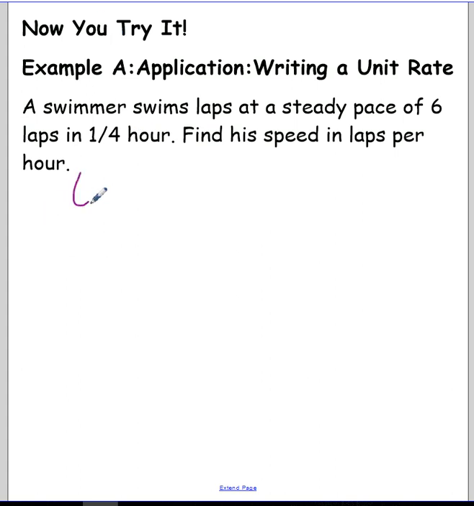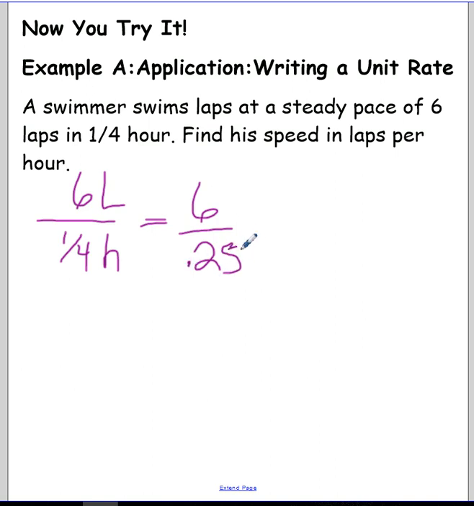We have 6 laps in 1/4 hour. So let's put L for laps and H for hours. If we want to turn that into a decimal on the bottom, 1 divided by 4 is 0.25. And then you can work from there. Or again, since you're using the calculator, you can just do 6 divided by the fraction 1/4, and it'll give you the answer.